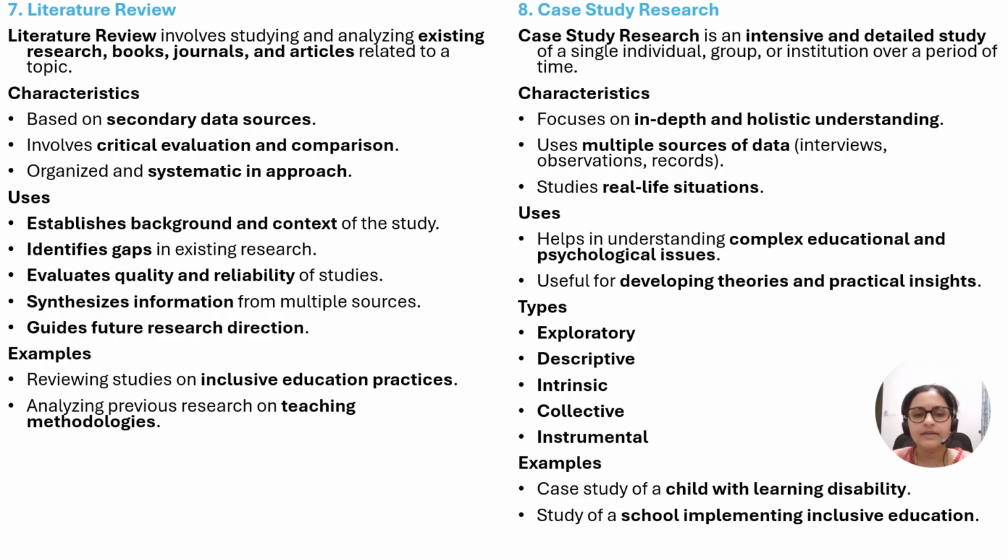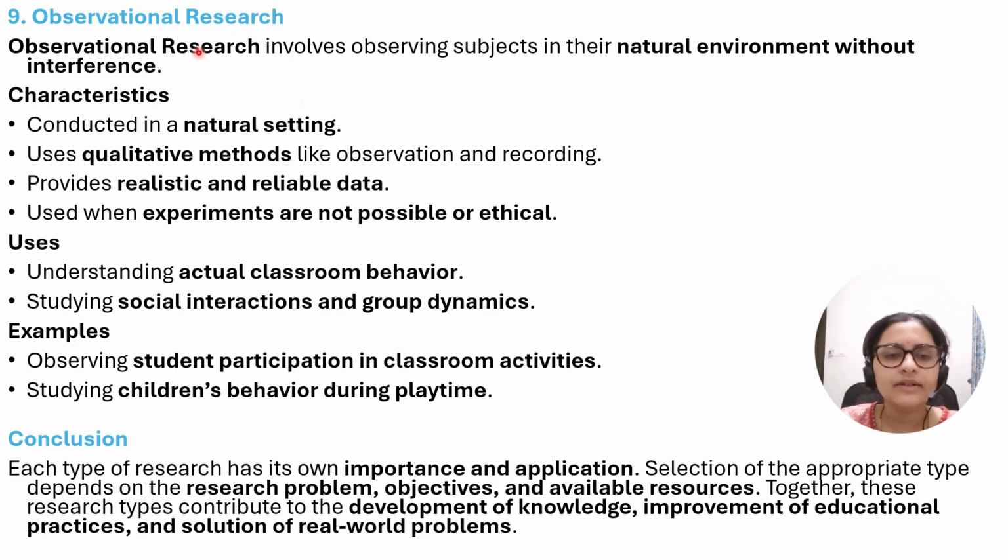Okay, these are the examples. Then the last one is observational research. It involves observing subjects in their natural environment without interference. What are its characteristics? It is conducted in natural settings. It uses qualitative methods like observing and recording. It provides realistic and reliable data.